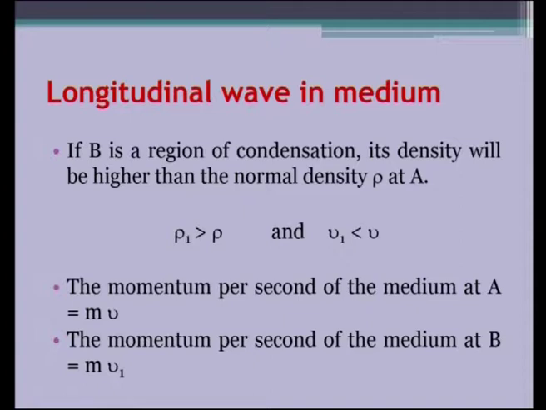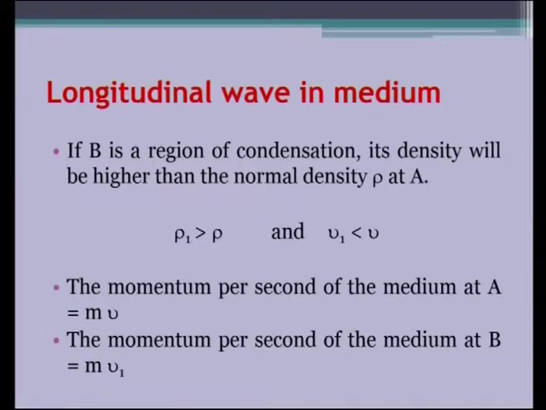If B is a region of condensation, its density will be higher than the normal density rho at A, because A is the normal part and at B we have the compression or condensation, both convey the same meaning. If that is the case, the densities are different. So, we denote that rho 1 is greater than rho, and similarly the velocity v1 is less than v. So, what does it imply?